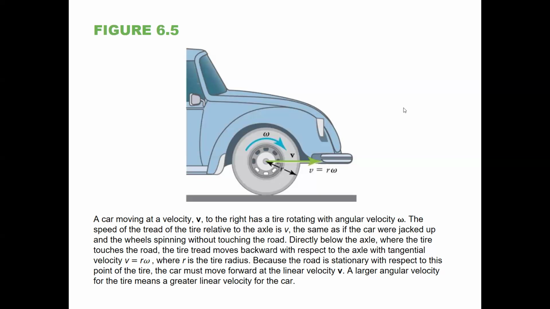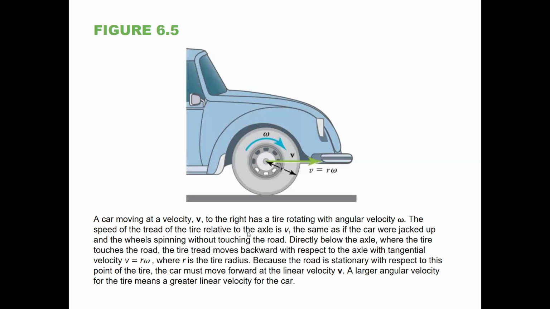We're not rotating. So there are two different velocities here. There's the velocity of the car moving, and there's the velocity of the wheel spinning. So you have to differentiate them. The velocity of the car moving is known as v, and the velocity of the wheel spinning is known as omega, the same as if the car were jacked up and the wheel spinning without touching the road.